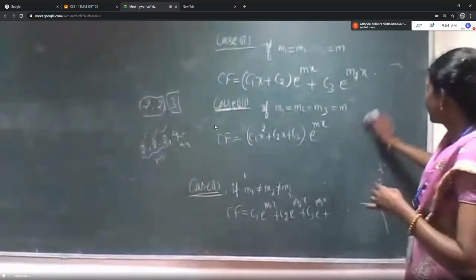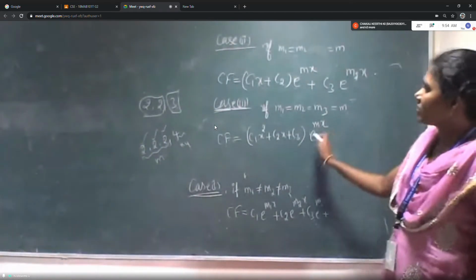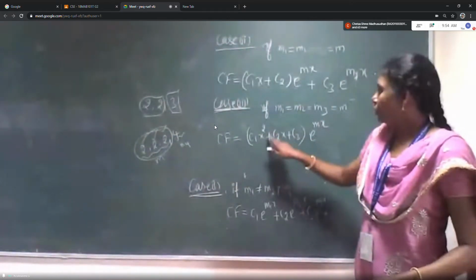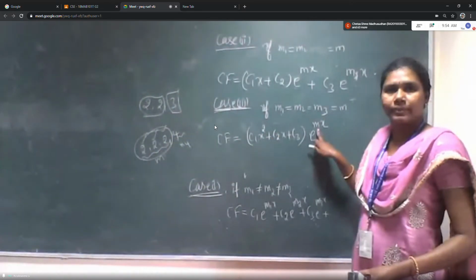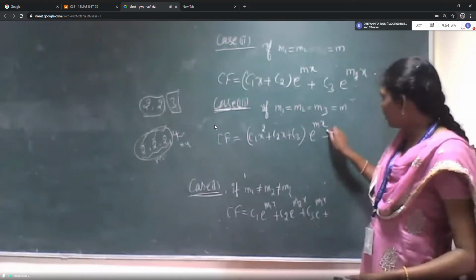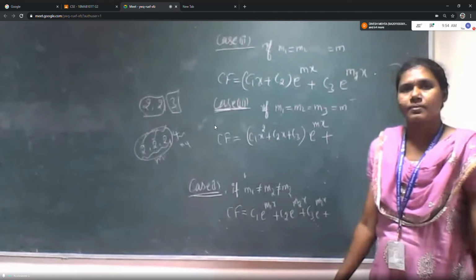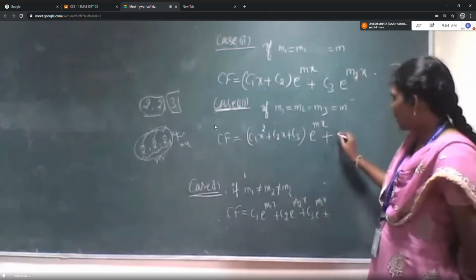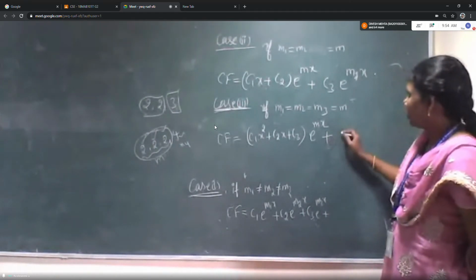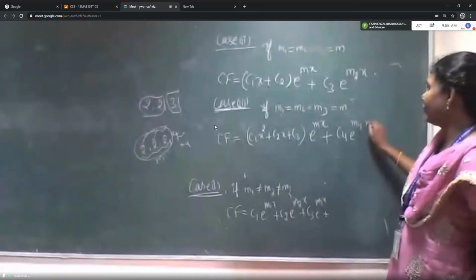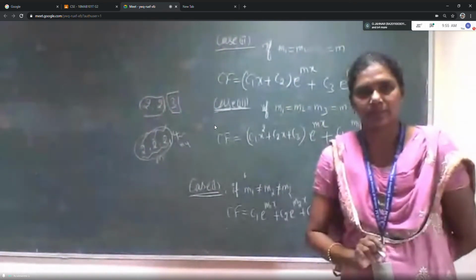Plus, this is for the equal roots 2, 2, 2; three roots are equal. Plus what will come? C4 e power M4x.